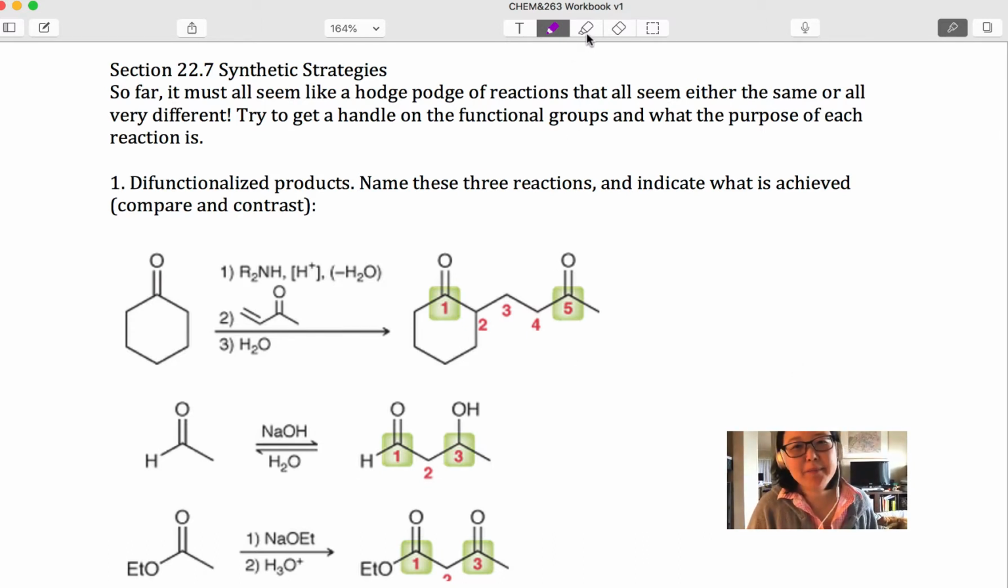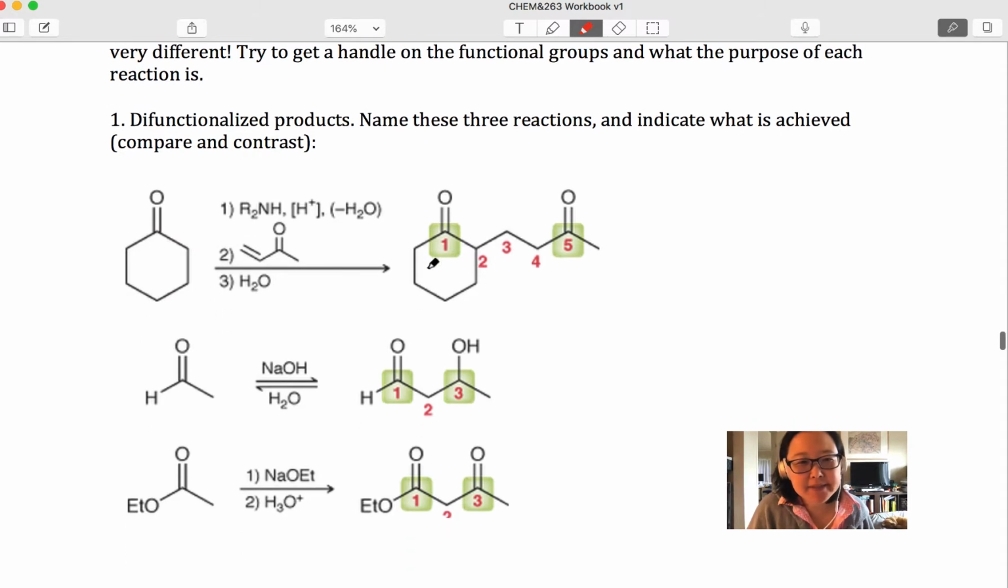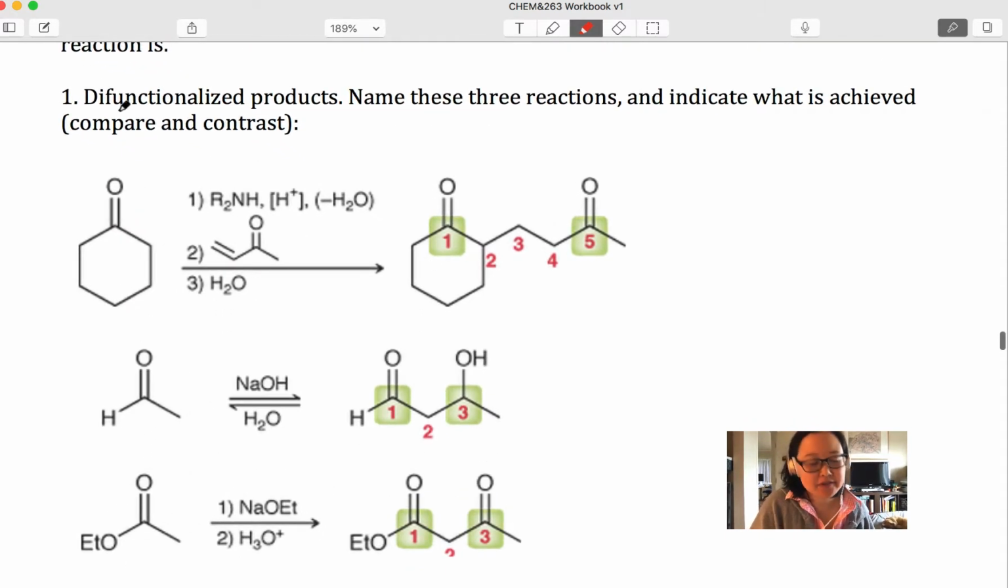Okay, so let's pick up with synthetic strategies right here. We're at the last part of this chapter, putting it all together. So now that you have your list of reactions that you can draw from, we'll start looking for some patterns. Here we're focusing on difunctionalized products. That means two functional groups. So if you notice that you have two carbonyl groups, for example, but you're starting with one, then you know you're going to do an addition reaction of some kind.